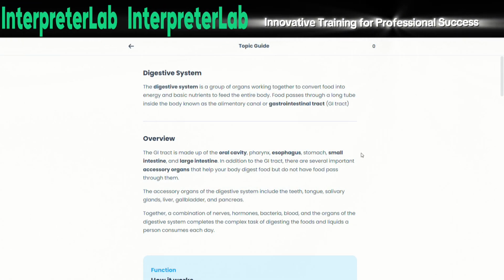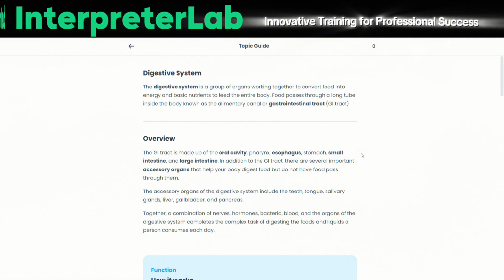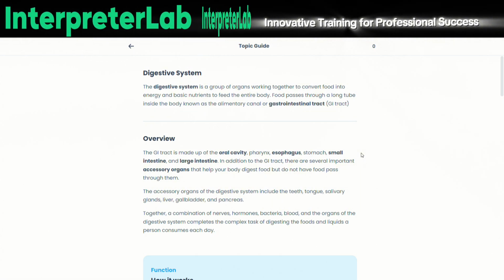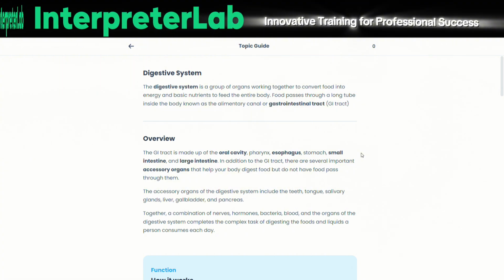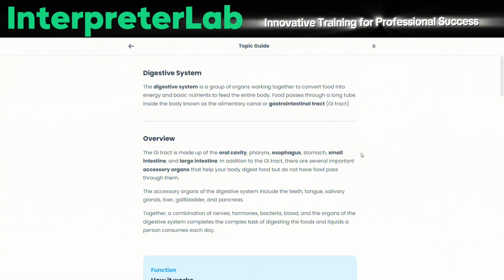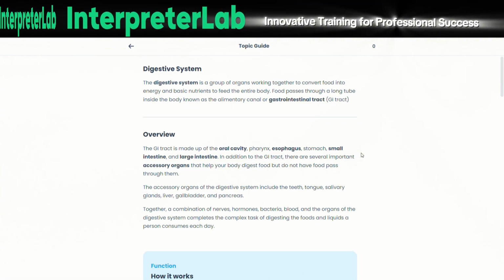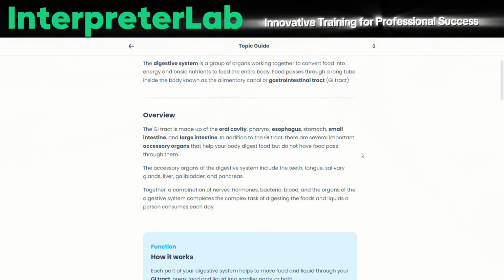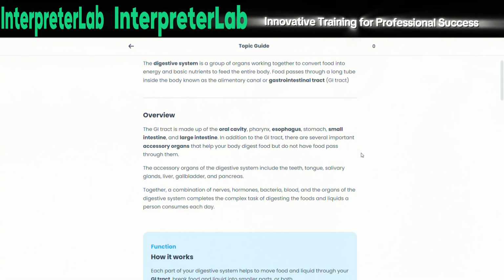Digestive system. The digestive system is a group of organs working together to convert food into energy and basic nutrients to feed the entire body. Food passes through a long tube inside the body known as the alimentary canal or gastrointestinal tract, GI tract.